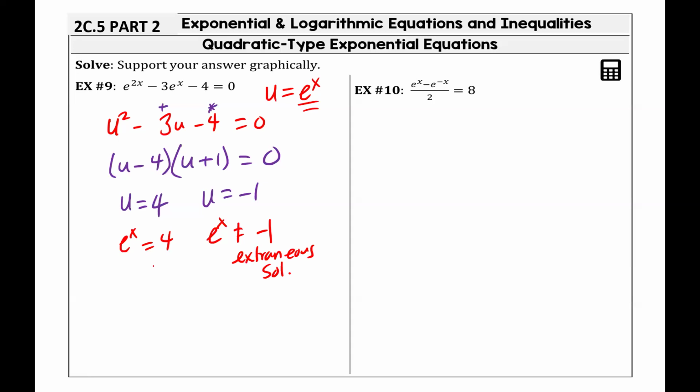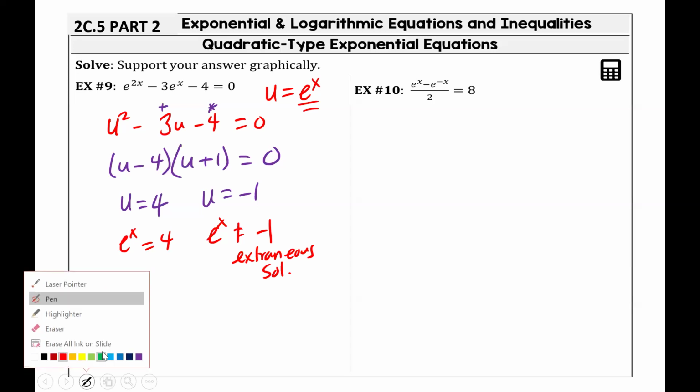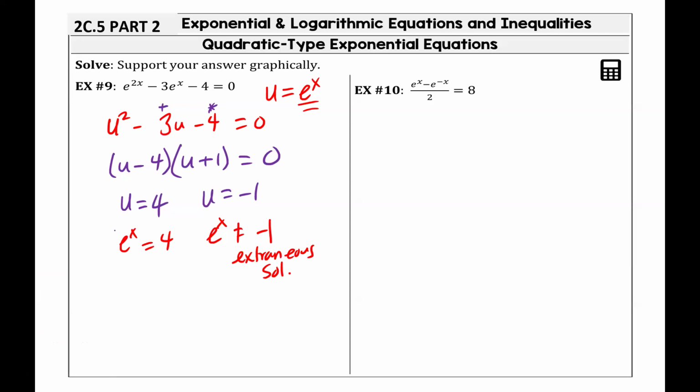However, this one we can continue to solve. And how do I solve that? We're going to take the natural log. In order to cancel out e, we take the natural log. I'm going to take the natural log of e. What I do to one side, I have to do to the other. So this cancels. I'm left with x equals the natural log of 4. And that is my exact answer.